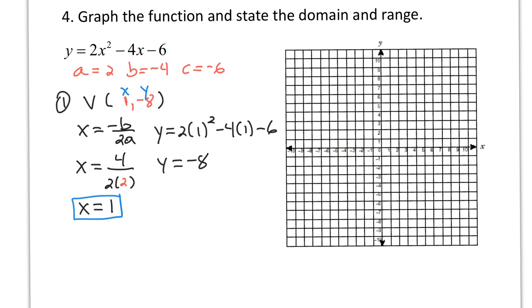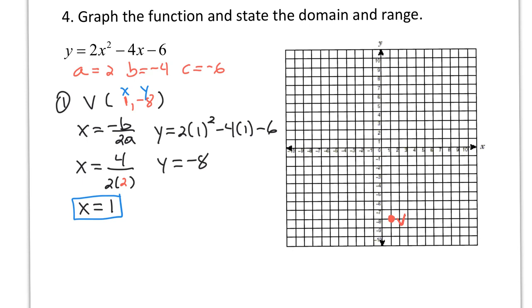So from the origin, you go 1 to the right. And then you go down 8. 1, 2, 3, 4, 5, 6, 7, 8, which is right here. And we have the vertex. Now looking at the a value, and I'm just going to show you the a value again, it is +2. So that means the parabola is going to go up. And that's what it is when a is positive, it goes up. So my vertex, I'm going to label the vertex right here.